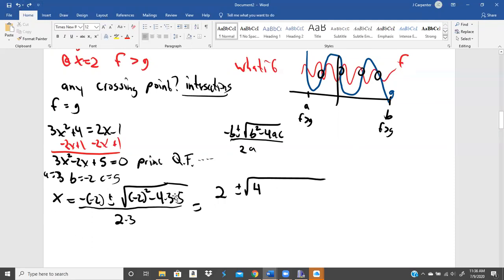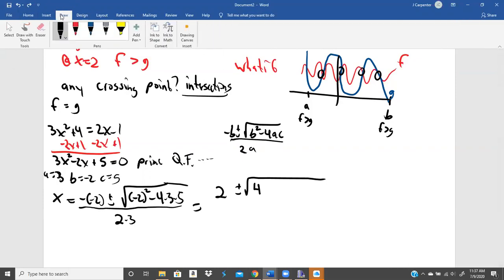I thought that was a negative that I wrote there, and I would have written that in properly. 4 times 3 is 12. 12 times 5 is 60. There's one single negative in there. So that's supposed to be minus 60. I was getting really confused for a second when I saw a positive number inside the square root all over 6. This is 2 plus or minus the square root of negative 56.